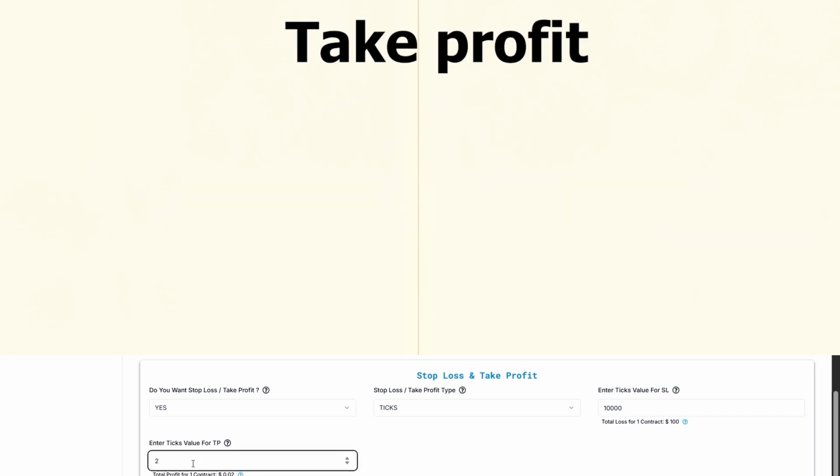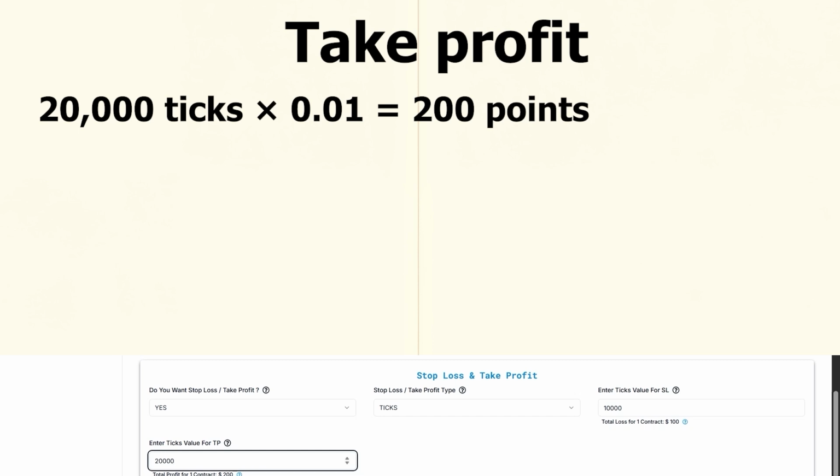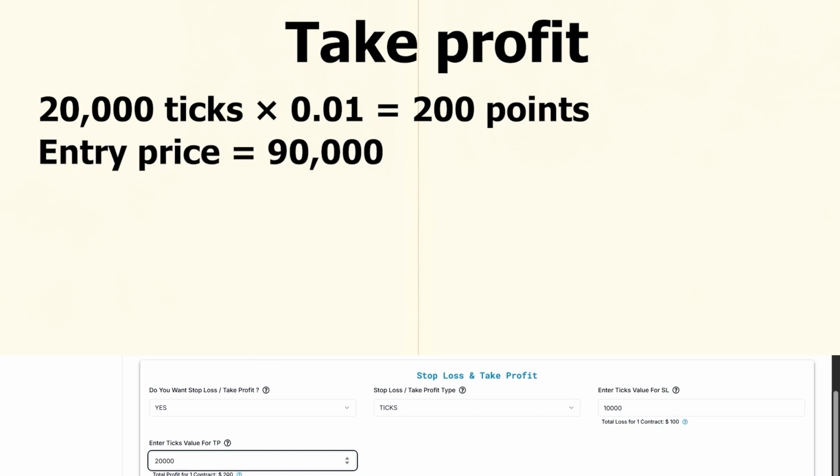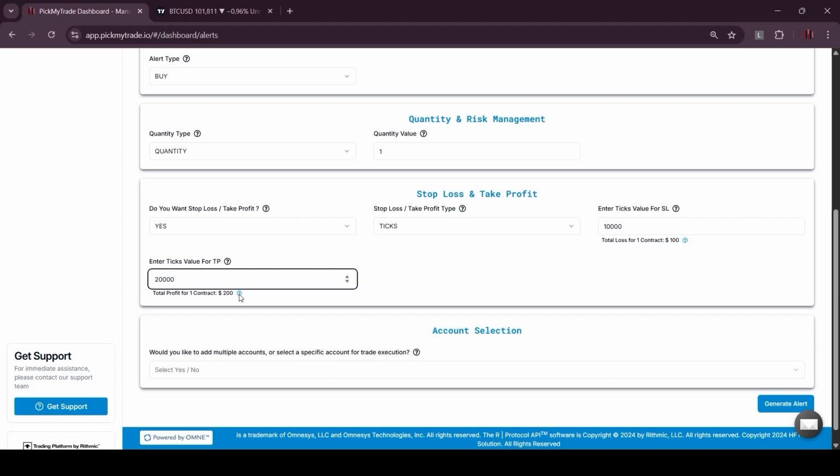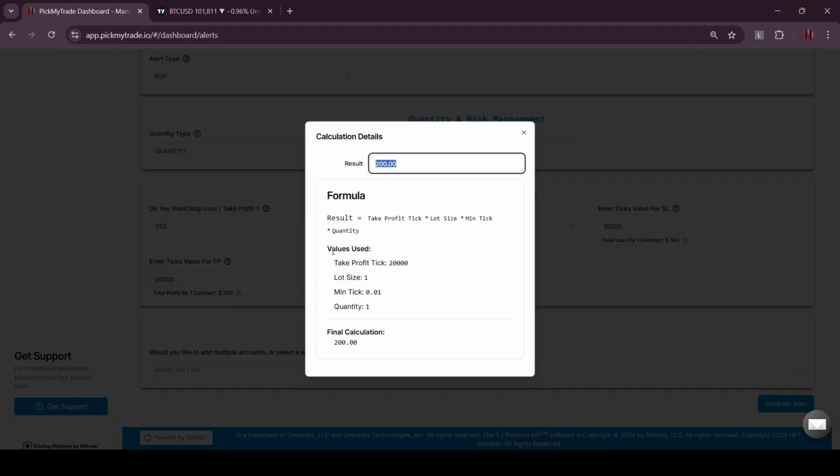Similarly, if I place here 20,000, the calculation goes like 20,000 into 0.01 is 200 points. So if the entry price is 90,000, the take profit price will be 90,000 plus 200 equals 90,200. And you can click on this question mark to check the calculations.